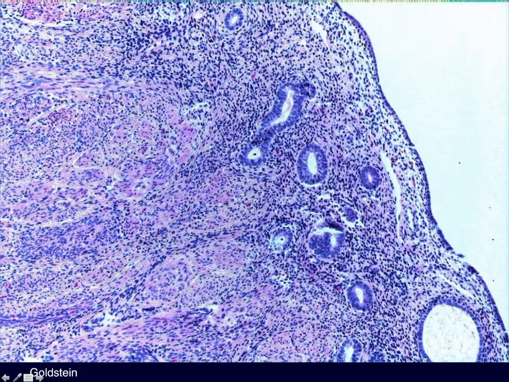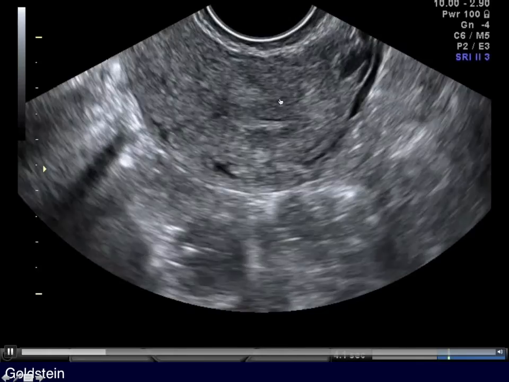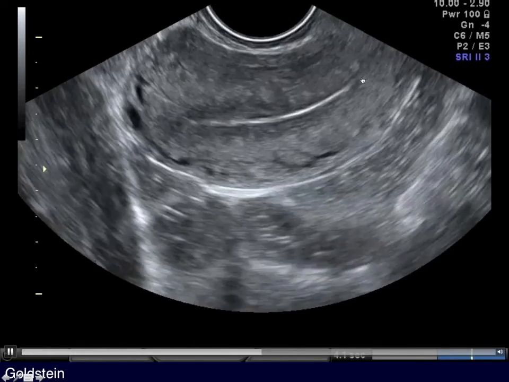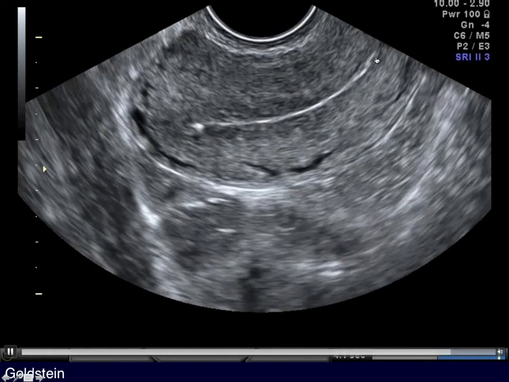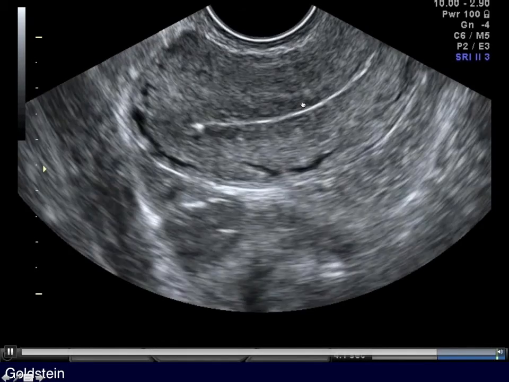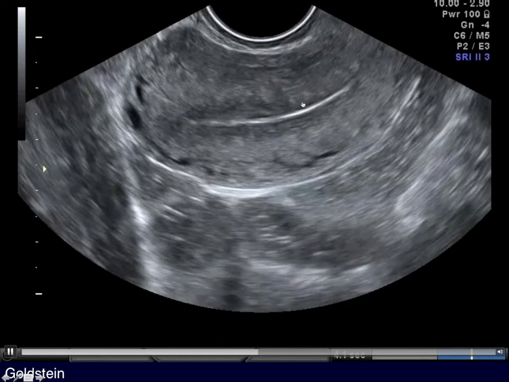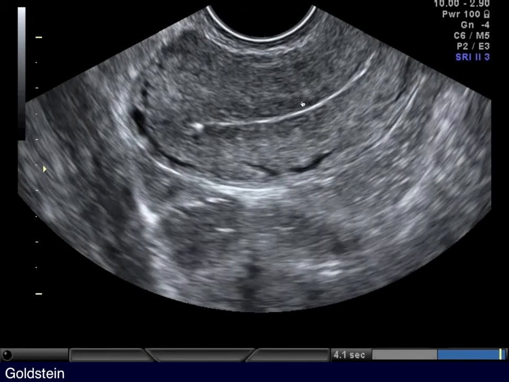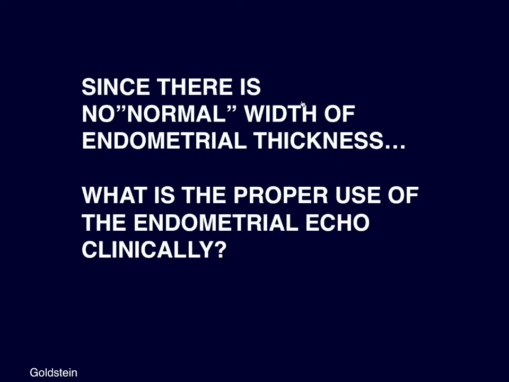there's basically a single layer of low cuboidal epithelium here, but there's really no development of the functionalis, no estrogen stimulation. And if we look at this sonographically, this thin white echogenic line is the interface between two sides of basalis, inactive endometrium.